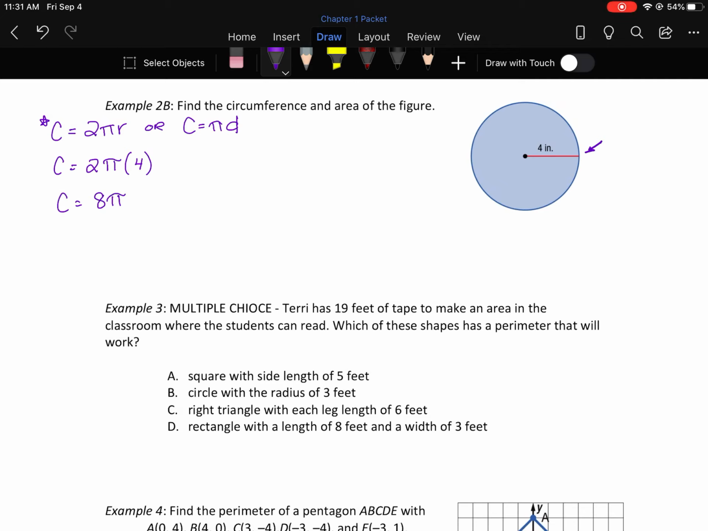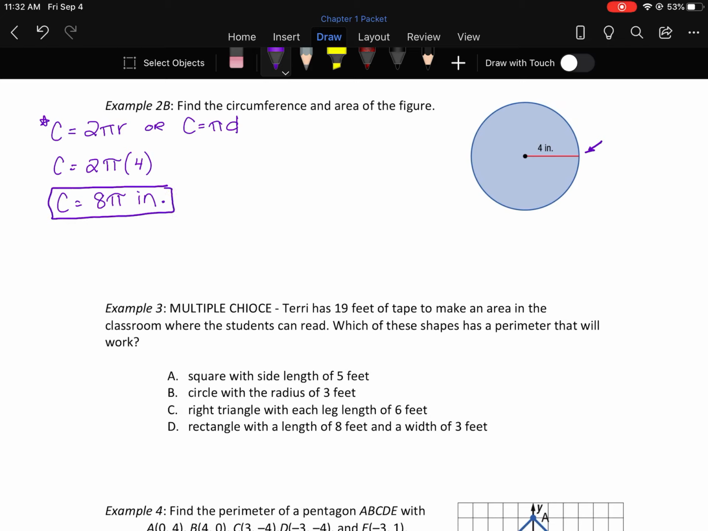If they asked you for an exact answer, you would need to leave it as 8 pi inches. I know that doesn't look exact, but the reason it's exact is because if you put the pi symbol in your calculator, it would give you a pretty long value, but not the actual value of pi, because pi goes on forever. So there's no way that we can actually find a 100% true answer. That's why this is considered an exact answer.